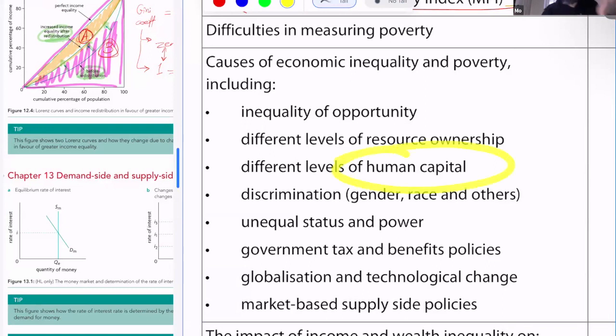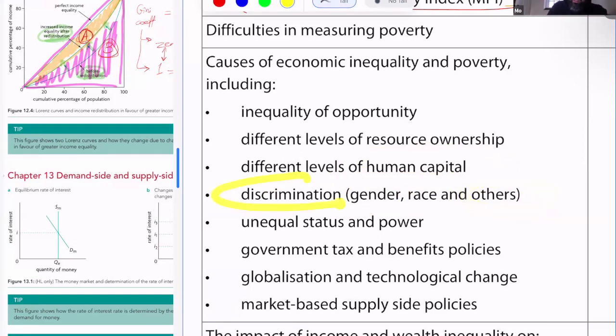Different levels of human capital. That's why your parents are sending you to good schools and hopefully good universities, right? The more education you have, the higher your level of human capital, the more you can put that into use to generate more income. Sometimes discrimination can be a cause of poverty, maybe because of your gender, your race in some countries, sexual orientation, gender identity. All of these things fall under others.